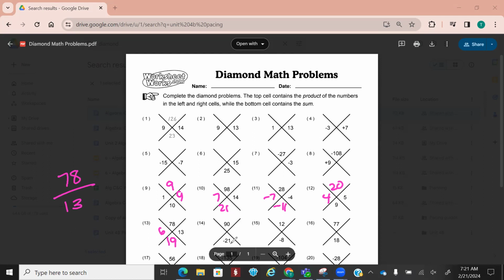Now here's the tricky part. This is where we actually are going to start using these things. What times what would give me 90, but also add together to get me -21? Yeah, that's what I figured.